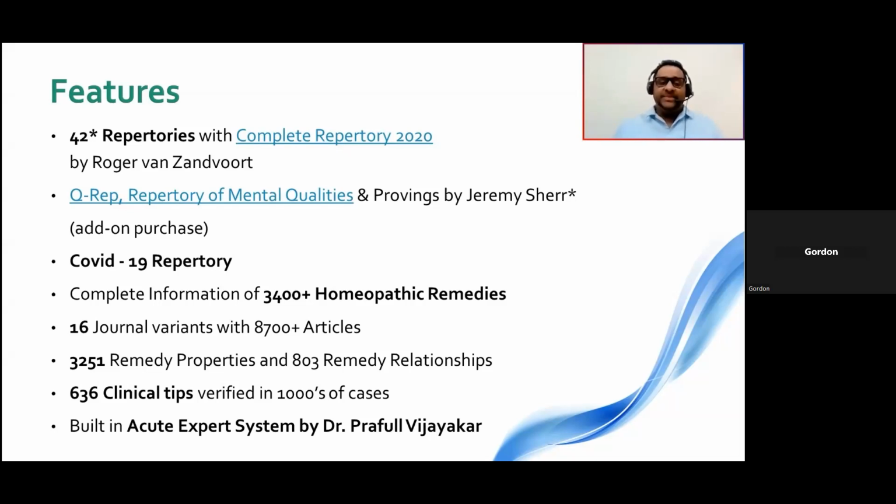Now, this has complete information of 3,400 homeopathy remedies, 16 journal variants with 8,700 articles, 3,251 remedy properties with 803 remedy relations, 636 clinical tips verified in thousands of cases. Wow, these are amazing numbers. These are huge numbers that you would have in your software. Once you purchase it, you're going to own all of these.